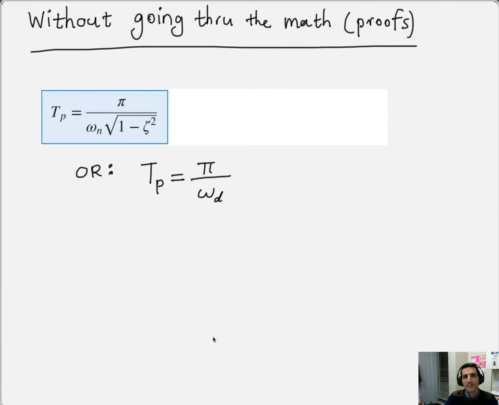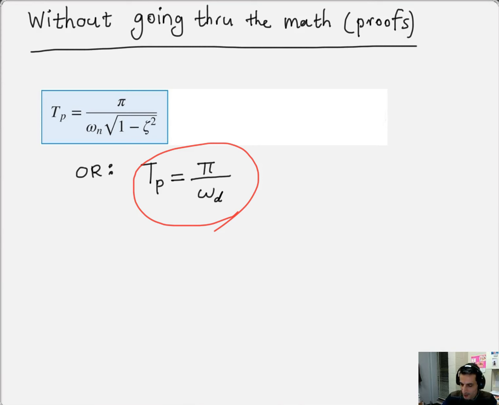All right, so without going through the math or the proofs for this equation, I'm actually going to show you just the final equations. So the equation for peak time is going to be what you see here. So that's going to be pi divided by omega d. And if you remember, omega d was the damped natural frequency that was also defined as omega n square root of 1 minus zeta squared. So that's going to be your first equation. So TP is going to be pi divided by omega d.